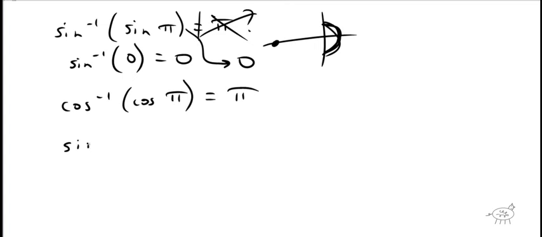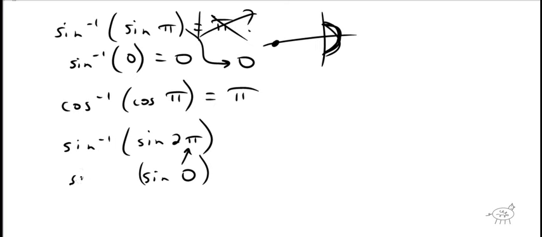How about this one? Inverse sine of the sine of 2 pi. In range? No. But can I just do coterminal? Can I write that as a sine of 0? Hey, alright. So my answer is 0.